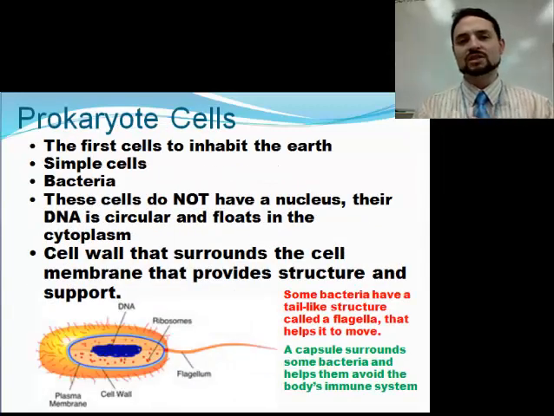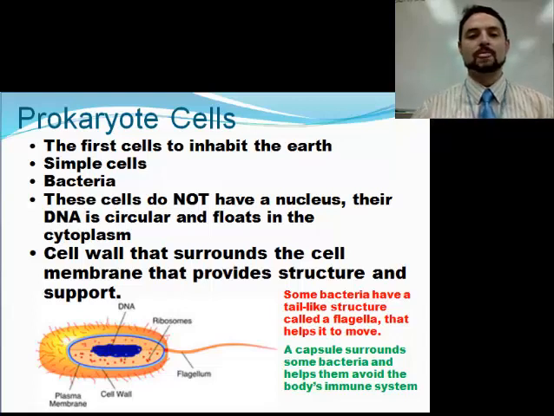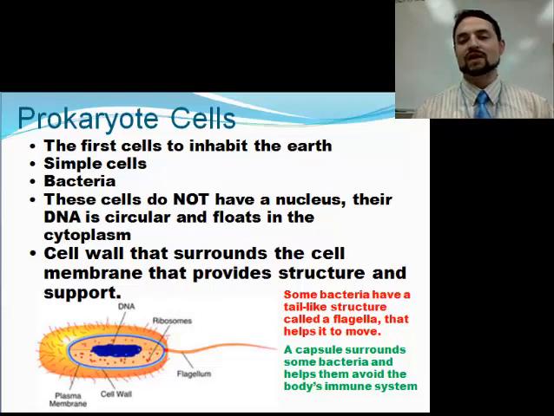Let's look at the simplest cell first, which is the prokaryotic cell. First cells to inhabit the earth. They're very simple. They're just one cell. We call them bacteria. These cells do not have a nucleus. Their DNA is circular and floats in the cytoplasm. We'll see a picture of that in just a minute. And the cell wall that surrounds the cell membrane provides structure and support. And it actually gives them a particular shape.